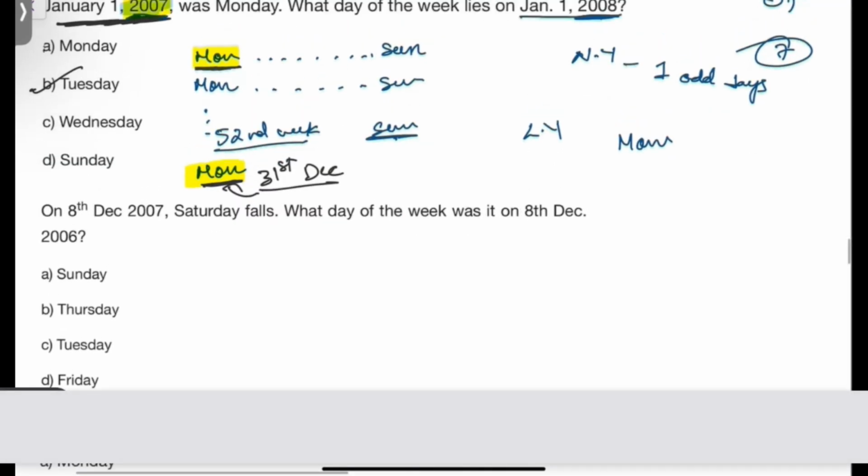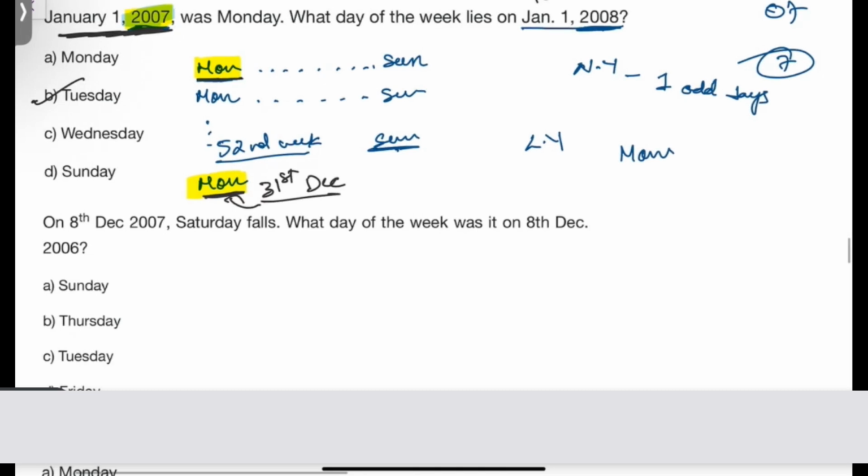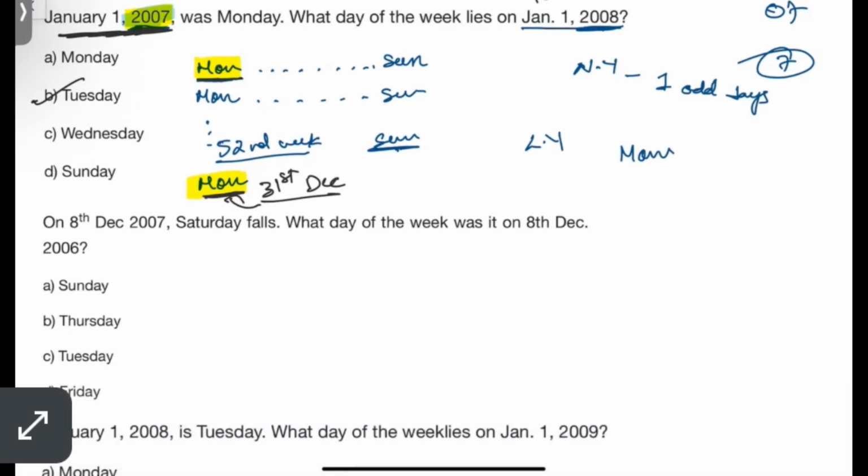Let's take an example of this. Same concept here. 8 December 2007. So it may not be Jan 1st, it may not be like that also. It may be like this also. It can be asked this way, December, but same date. Okay, this is one type of question where same date is given. So if same date is given, then it's an easy question.